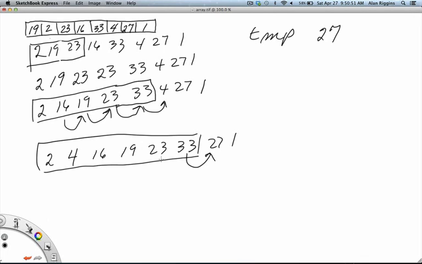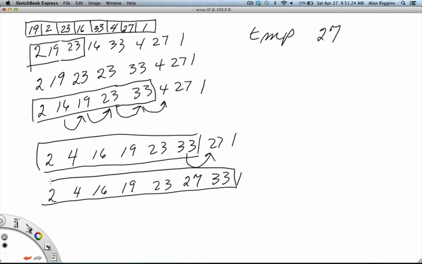And so what we now have is 2, 4, 16, 19, 23, 33, 33, and 1. Now we drop the 27 in where we stopped. We drop the 27 in right here. And then we are at the last element in the array, the 1.